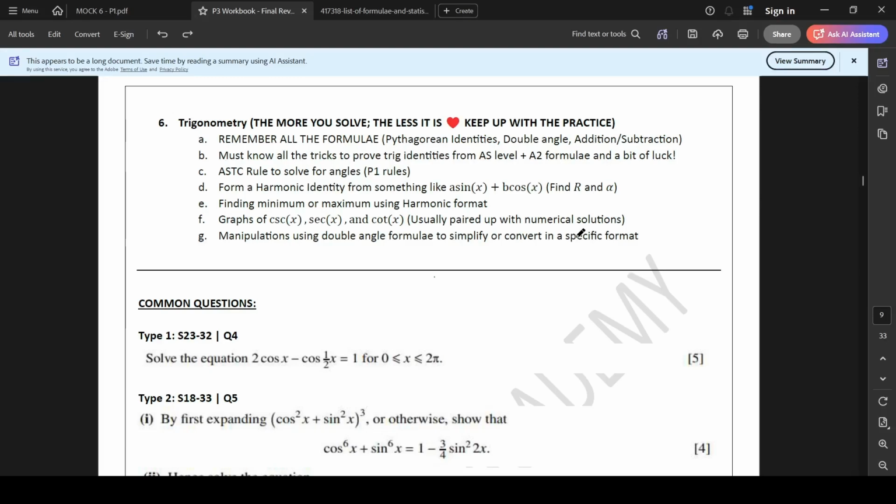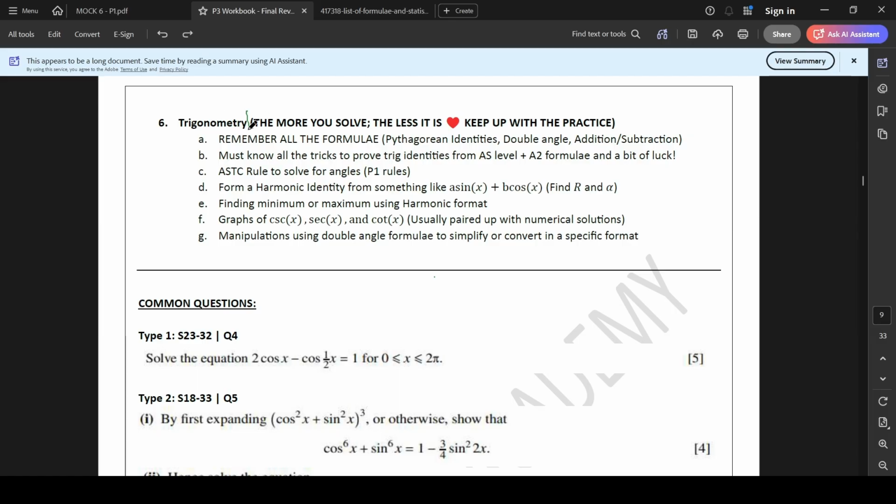Hi everyone. In this video, I'm going to talk about all the key pointers that you must have on your fingertips if you want to perform well in almost any question with respect to P3 trigonometry. And as you must know from your AS level, trigonometry is one topic which requires a lot of practice so that you find it comfortable by the time the examination comes up.